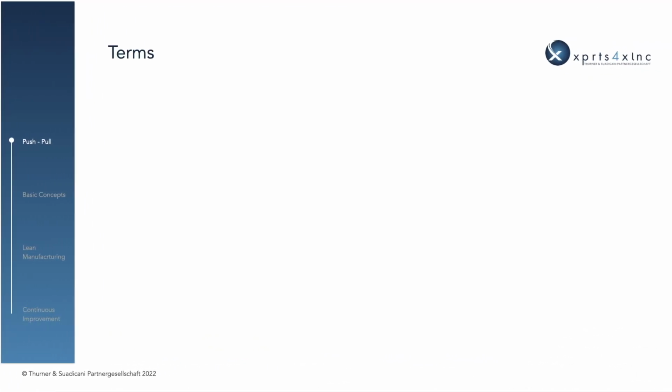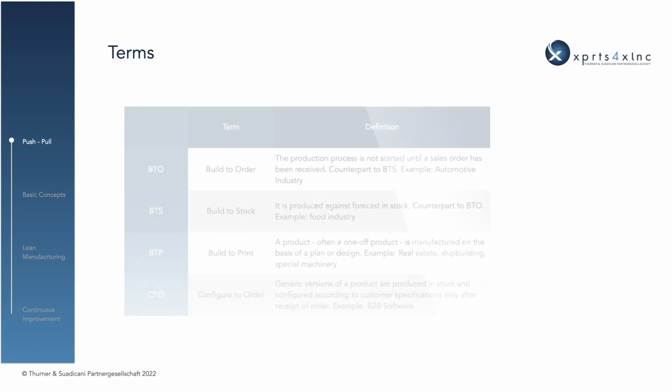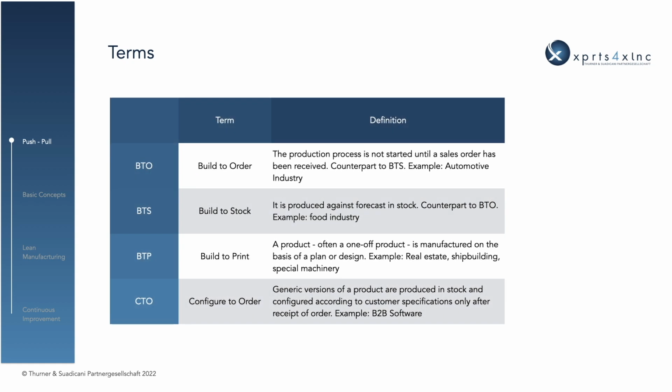A few terms need to be clarified. Build-to-order, BTO, means that the production process is not started until a sales order has been received. This is the counterpart to build-to-stock or BTS, example, automotive industry. Build-to-stock means that parts or products are produced against forecast on stock. This is the counterpart to BTO. Example, food industry. Build-to-print means that a product, often a one-off product, is manufactured on the basis of a plan or design. Example, real estate, shipbuilding, special machinery.